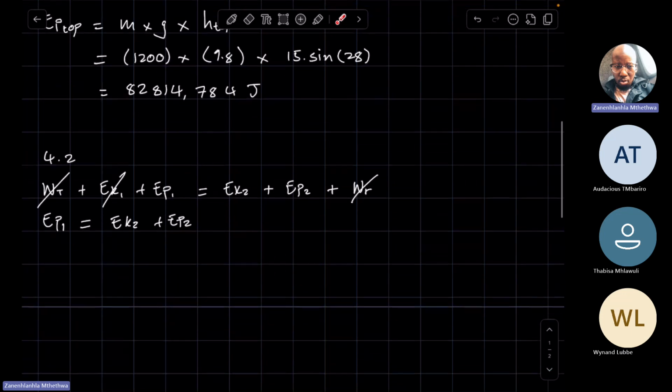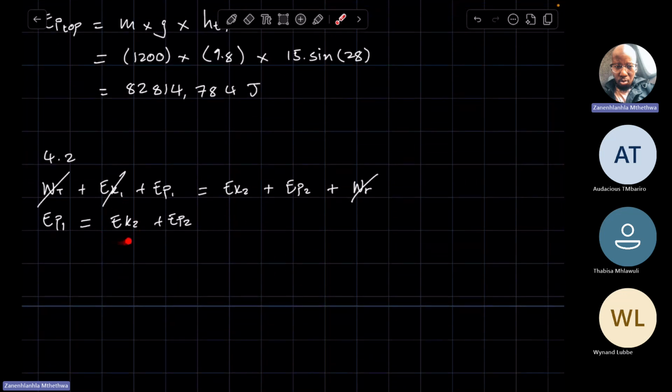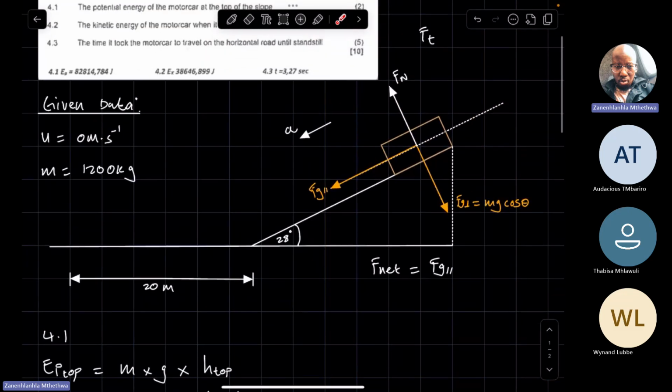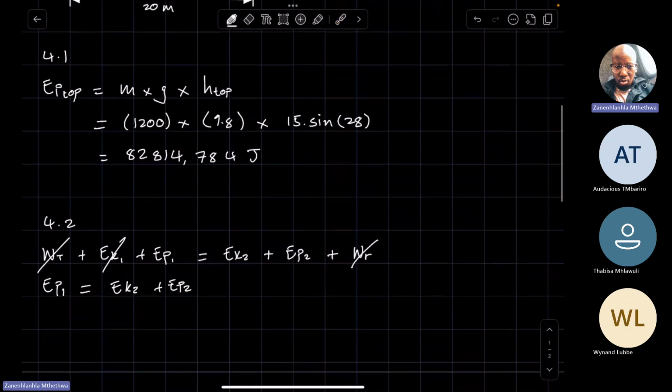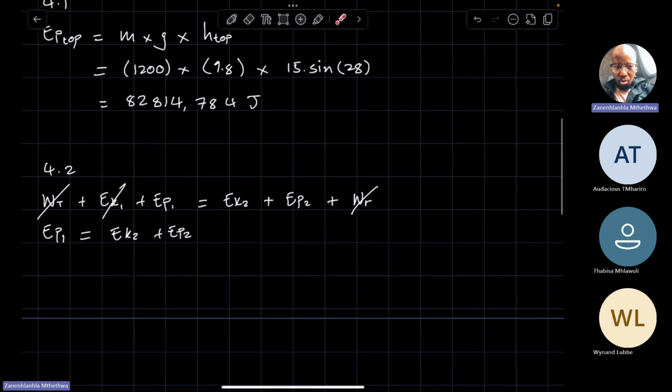Now remember what it is that we're looking for. We're looking for the kinetic energy at the second point, which is 7 meters away from the starting point, so from here to 7 meters down the incline. We've already calculated EP1, the positional energy at the top. Now we need to determine the potential energy after having gone a distance of 7 meters down the incline.